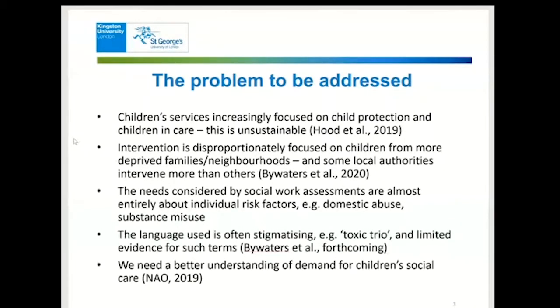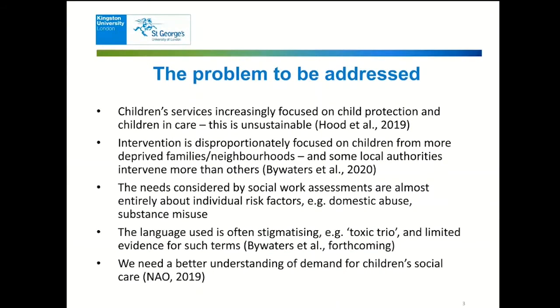So what we need is a better understanding of demand. So the National Audit Office did a report last year which also said, well, we need to understand demand better for children's social care. What we have at the moment is fairly limited to either individual risk factors, which are recorded from social work assessments, which tell us something but only so much, or some sort of aggregated information about rates of intervention at particular thresholds.